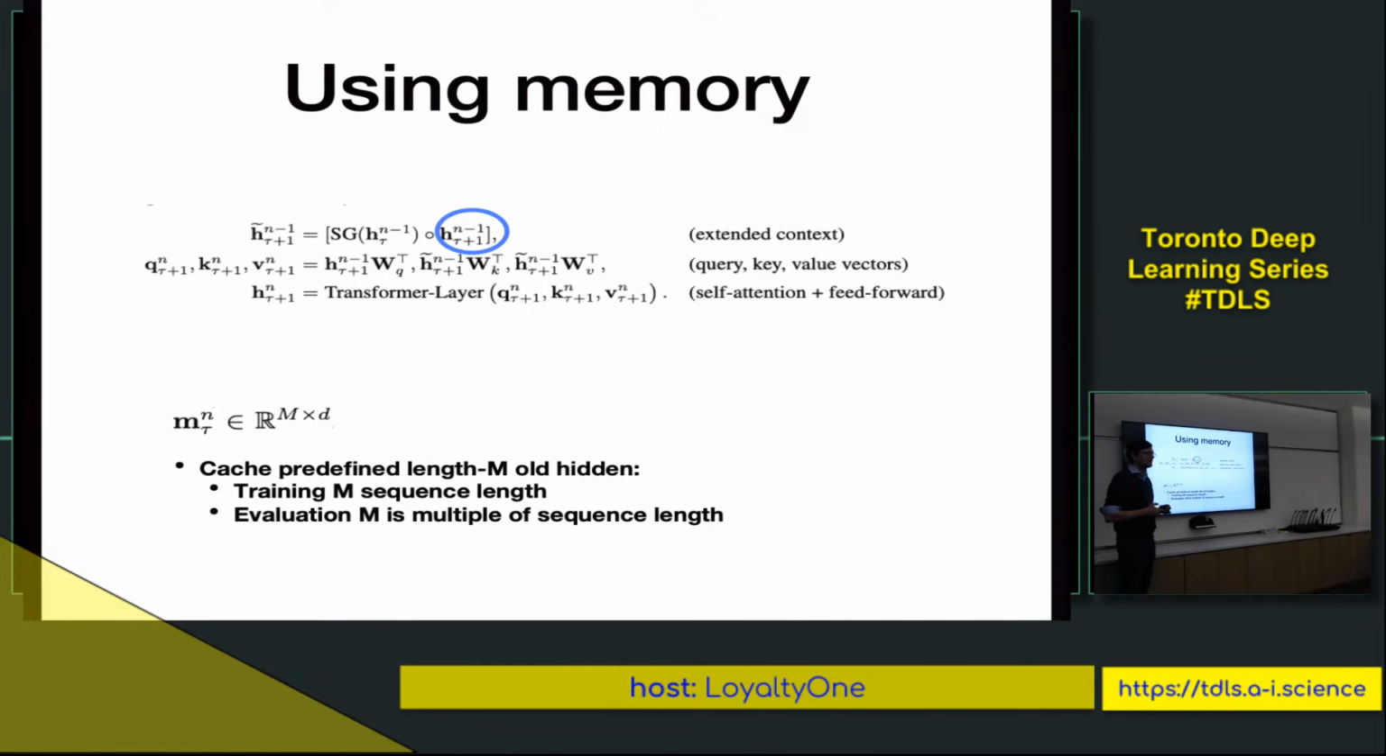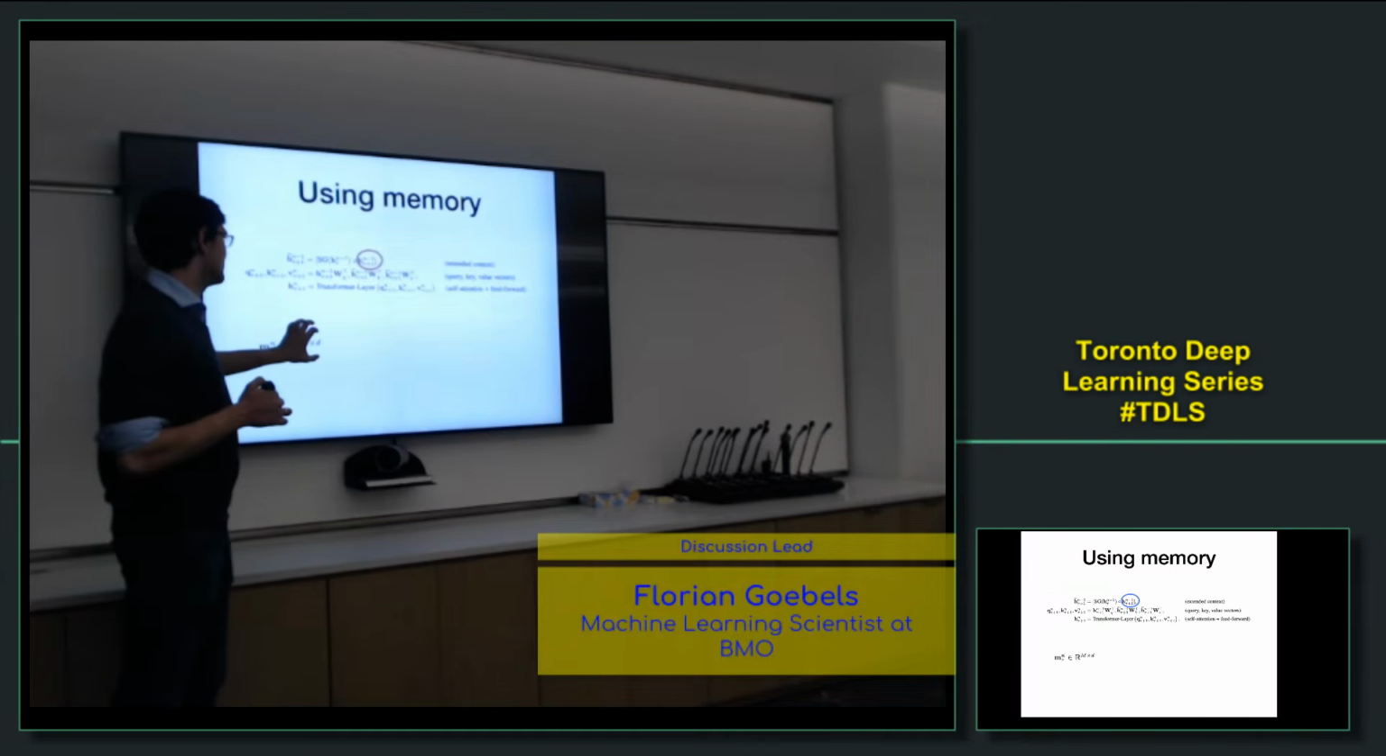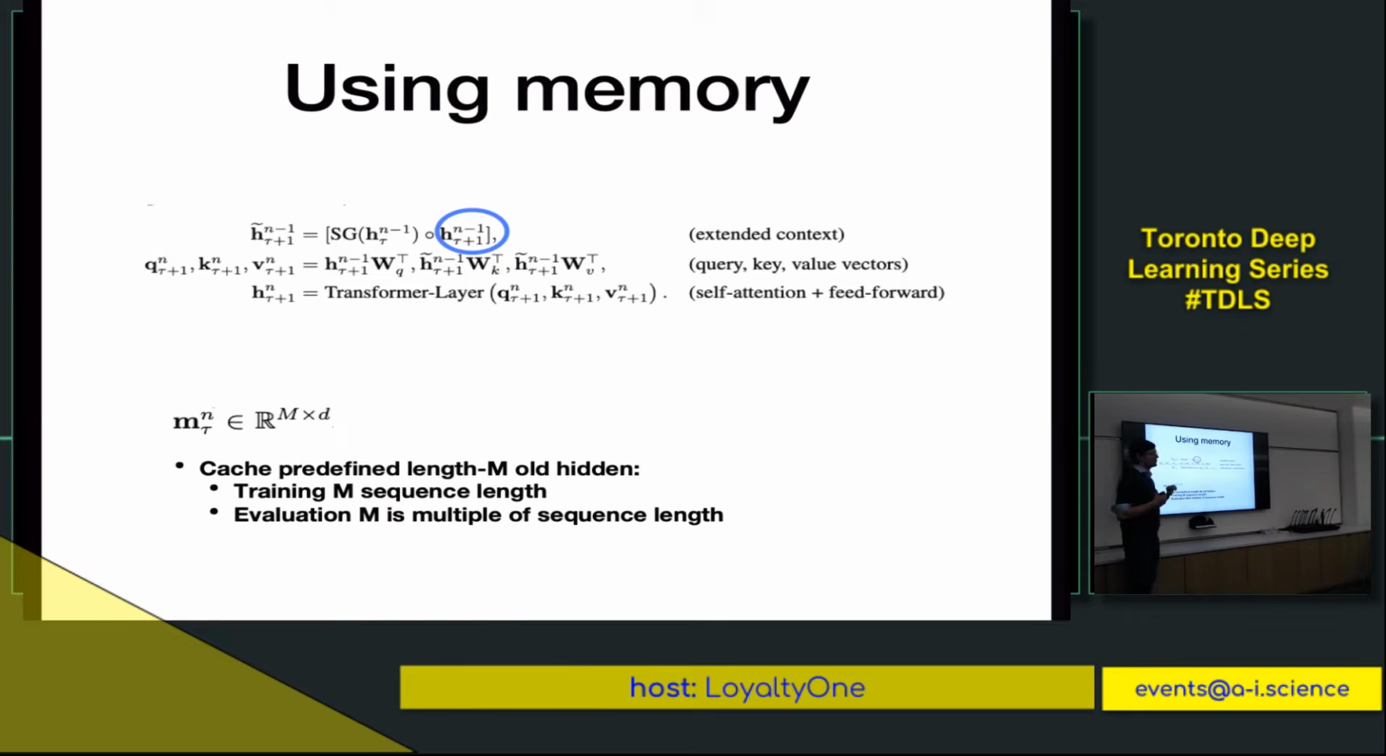Could you reiterate that point again? So M is the memory, which is what we showed before as the previous segment. In the training phase, they set M to L, the sequence length. So essentially here it would be 2 times L. But now in evaluation, M can be a multiple of L, like 3 times L, or 4 times L, or 5 times L. That means I use the previous 5 segments, or the previous 7 segments, or the previous 10 segments. And then these matrices will be L plus M, and not 2 times L.